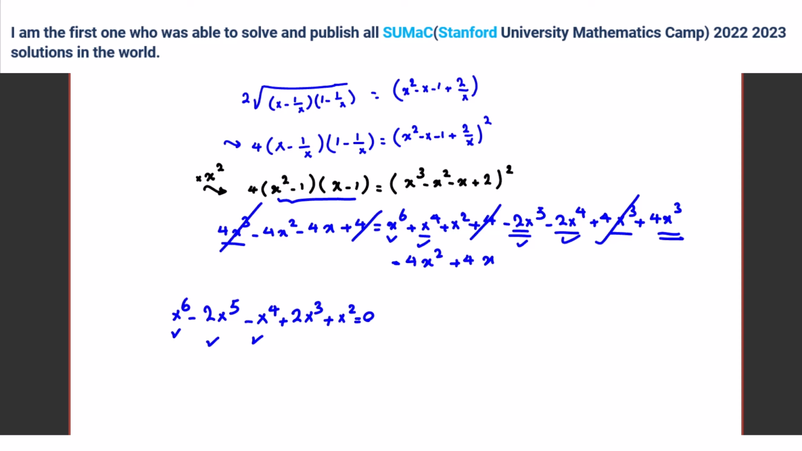Let me check it again. You said minus x to the 4. Let me check it. 4x cubed here we have, and here x cubed. We have 4x cubed plus 4x cubed again.